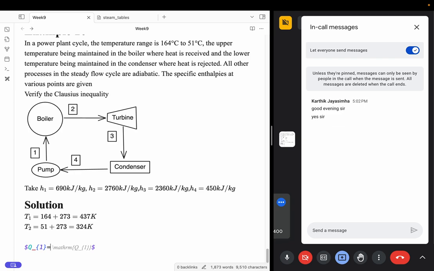So what is the Q1 here? Q1 is the heat supplied, so that is H2 minus H1. And Q2 is for the condenser. The condenser rejects the heat, so it will be H3 minus H4.